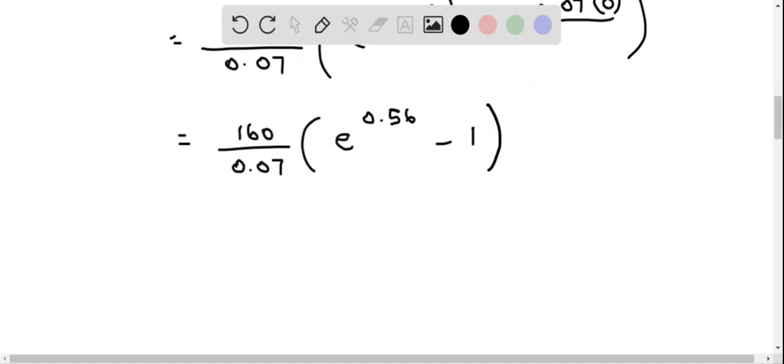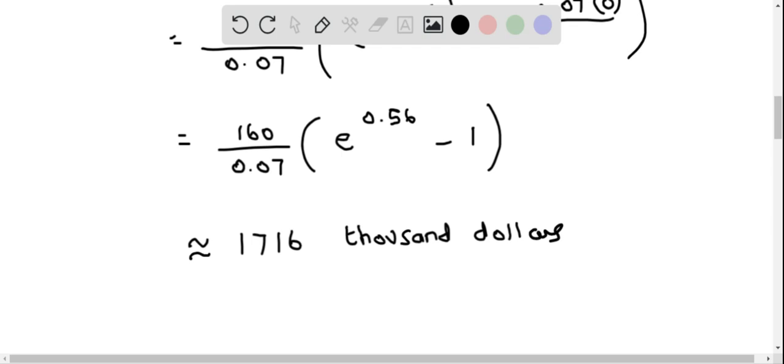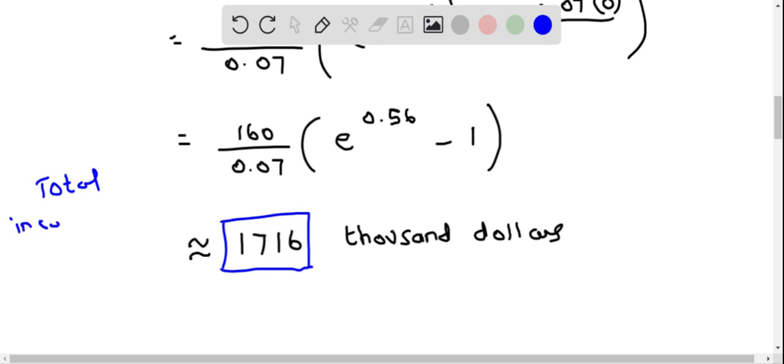And then we can plug this expression into the calculator, and when you do that, we approximately get 16, I'm sorry, 1770, and this is in terms of $1,000. So we write down this is in terms of $1,000. And so this is the total income from the machines over the first 8 years.